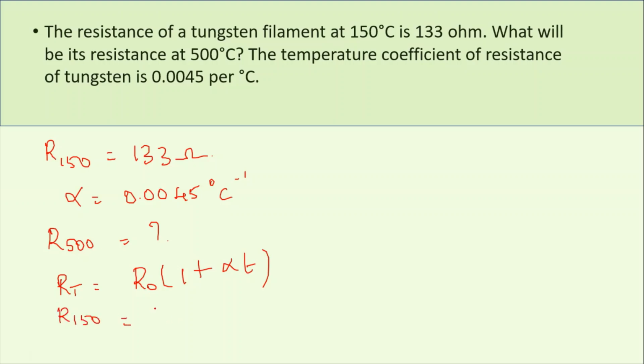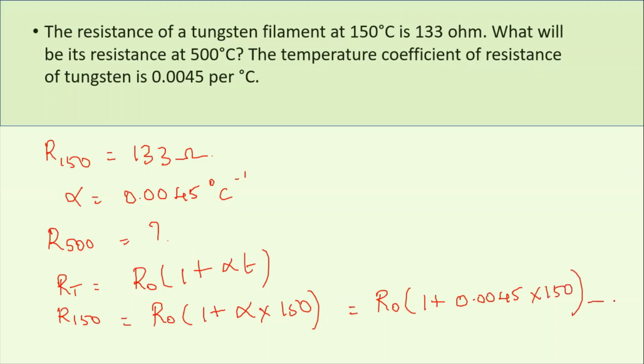So R150 will be equal to R0 into (1 plus alpha into 150). You can write it as R0 into (1 plus 0.0045 into 150). Take this as the first equation. What is the value of R150? 133. So 133 is equal to R0 into (1 plus 0.0045 into 150). Take it as equation number 1.